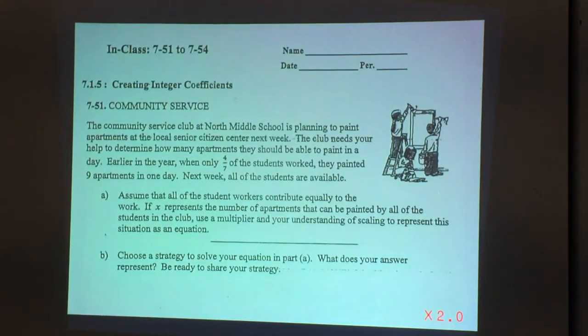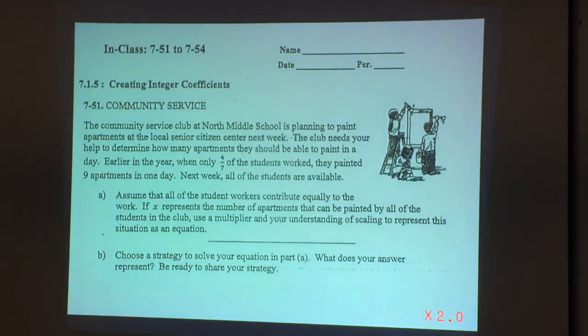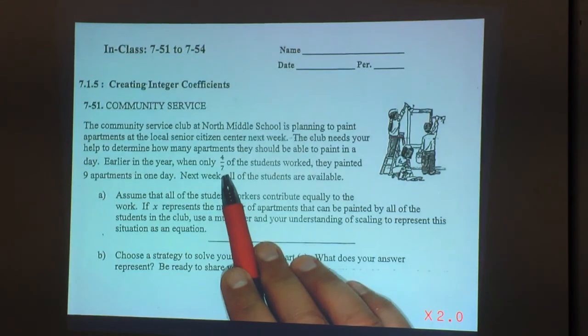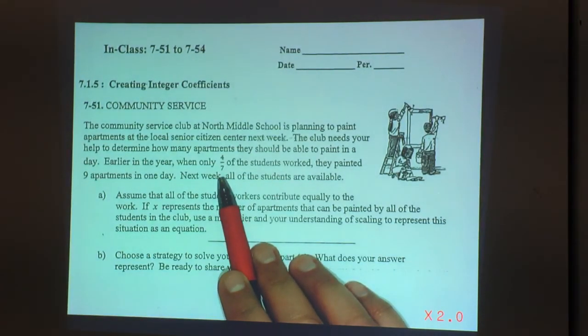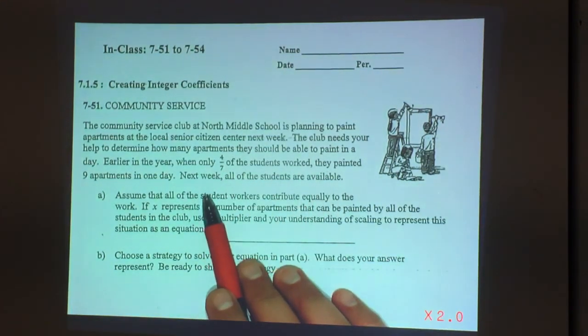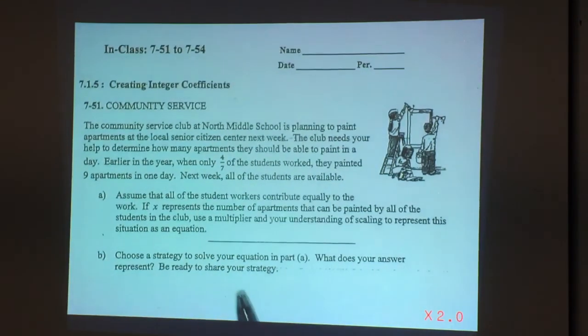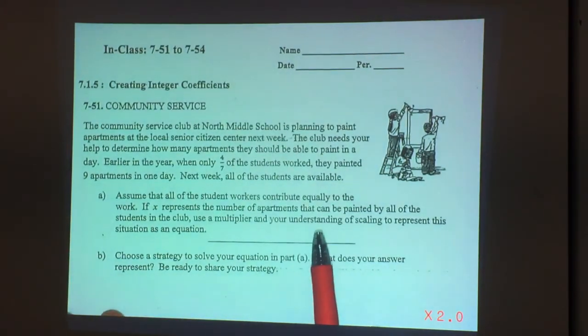715, creating integer coefficients. Community service. The Community Service Club at North Middle School is planning to paint apartments at a local senior citizen center next week. The club needs your help to determine how many apartments they should be able to paint in a day. Earlier in the year, when only 4/7 of the students worked, they painted 9 apartments in a day. That's not bad. Next week, all of the students will be available.